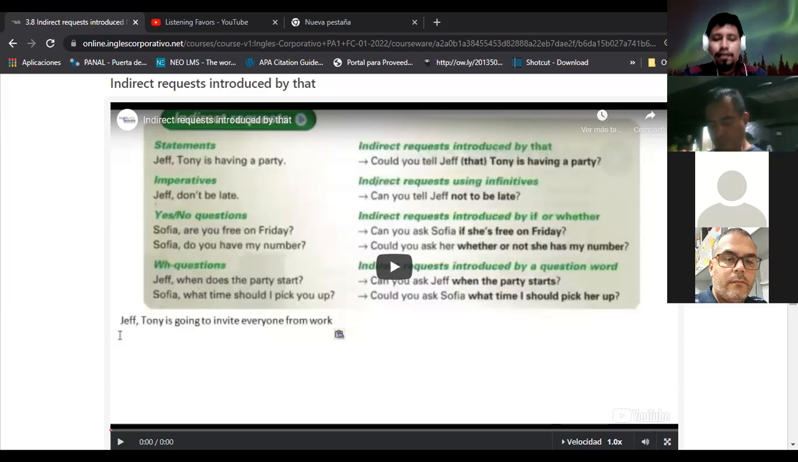No sé si le entendí. Okay. Estaba un poco perdida porque pensaba que era en pasado, entonces no me daba la oración. Ajá. El does es presente. When does the party start? ¿Cuándo inicia la fiesta? Okay. Si fuese en pasado, entonces lo que haríamos sería cambiar el does por un did. Ah, ok. Sí, yo estaba un poco perdida, gracias.